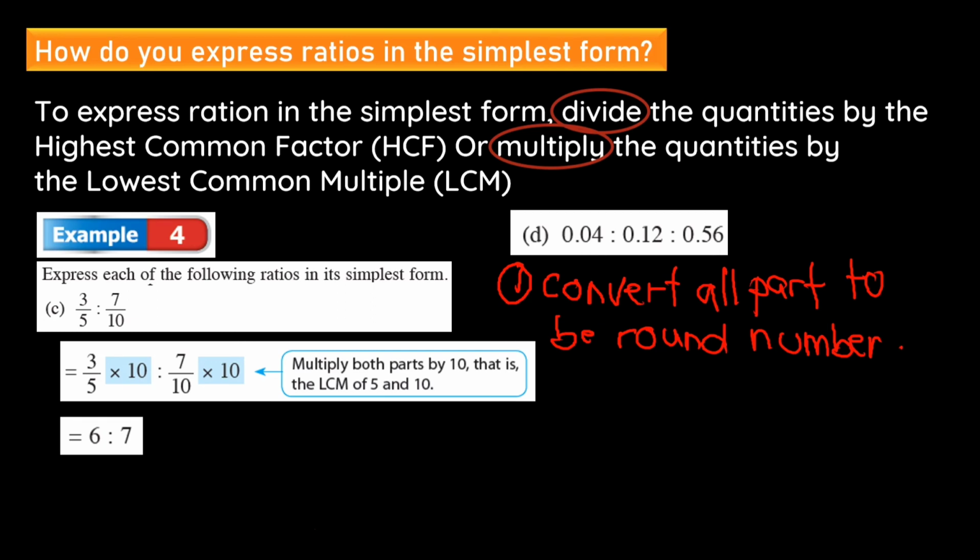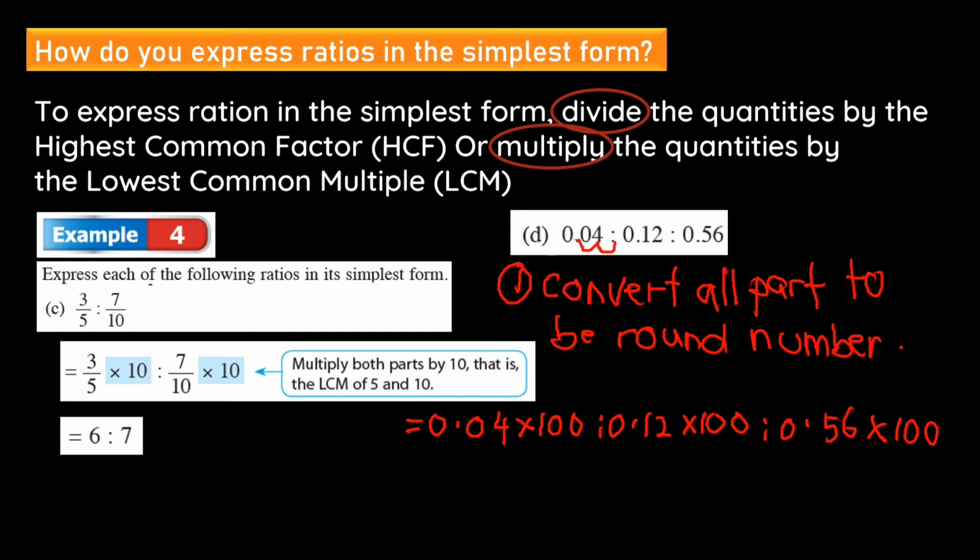To convert it so that it becomes round numbers, we multiply 0.04 by 100, ratio 0.12 multiplied by 100, ratio 0.56 multiplied by 100, so that we can move the point and get round numbers. 0.04 times 100, when you move the point, gives 4 ratio 12 ratio 56. So we get 4 ratio 12 ratio 56.